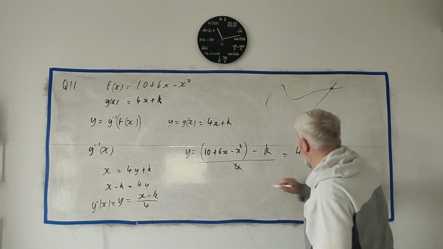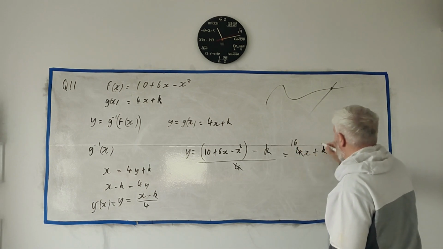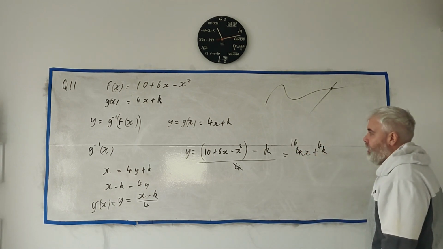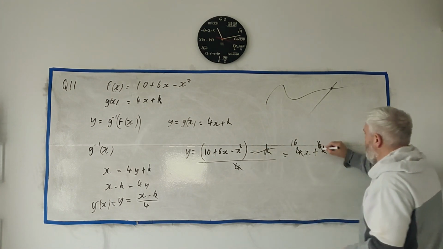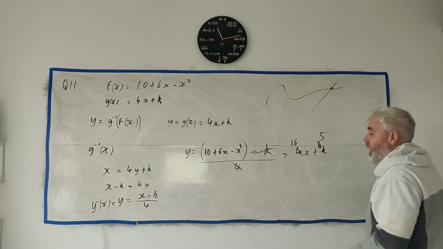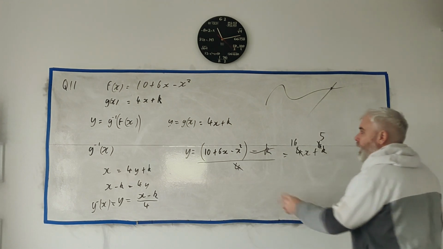Multiply both sides by 4. That becomes 16. That becomes 4k. We can add k to both sides. That's gone. That'll become 5k. Let me clean up then the next line.